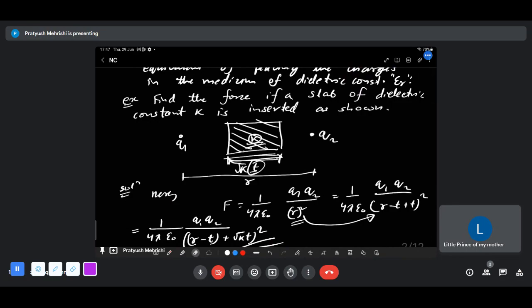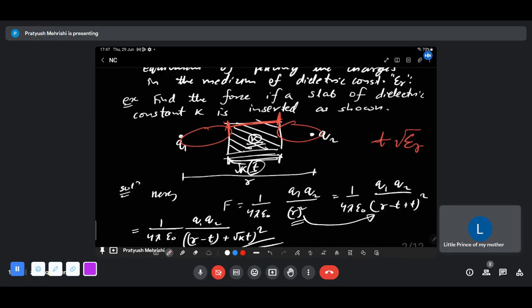Therefore, we can write 1 upon 4 pi epsilon naught q1 q2 by r square. Now this r is increased by root 2 times. But which r is increased by root 2 times? Only the distance in between the two ends of the slab. It means if it was t, now it will be under root epsilon r times t. But what about the rest of the medium? The rest of the medium will be as it is, is it not?